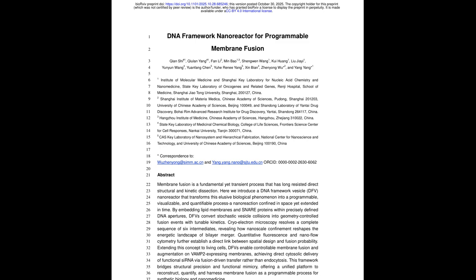Key parameters such as window geometry, intervesicle distance, and protein incorporation can be programmed, enabling controlled vesicle docking and SNARE protein-mediated fusion within confined environments. This approach allows direct structural capture of fusion intermediates via cryo-electron microscopy and supports modular assembly for higher-order fusion products. Moreover, this platform serves as a versatile system for mechanistic membrane studies and holds promise for targeted cargo delivery in therapeutics, such as siRNA transfer. In summary, this study proposes a novel DNA framework-enabled vesicle system, combining precise structural control with functional membrane fusion capabilities, bridging structural biology and synthetic membrane engineering.